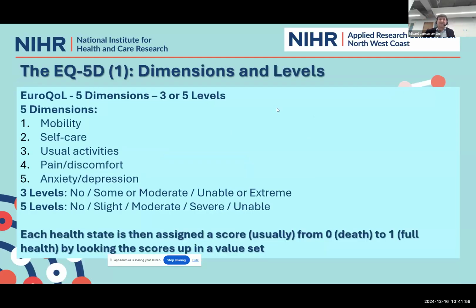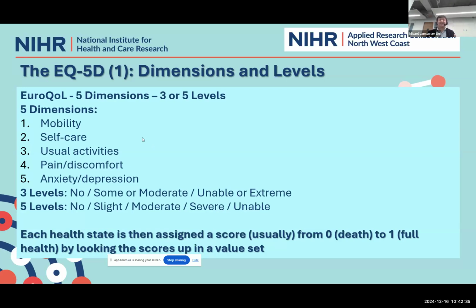So how does it work? This is the questionnaire, the most used questionnaire. It's called EQ-5D, and the EQ-5D has 5 dimensions and 3 or 5 levels. And the dimensions are as follows. First is mobility, self-care, usual activities, pain and discomfort, and anxiety and depression. So it has these 5 dimensions, and each of them has 3 or 5 levels.